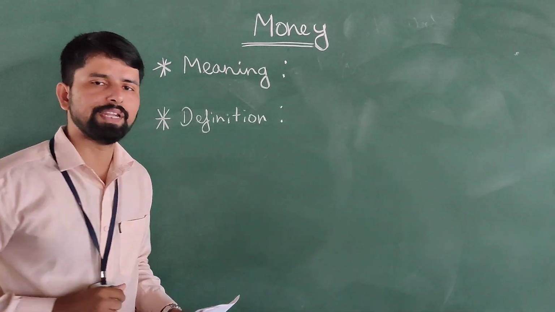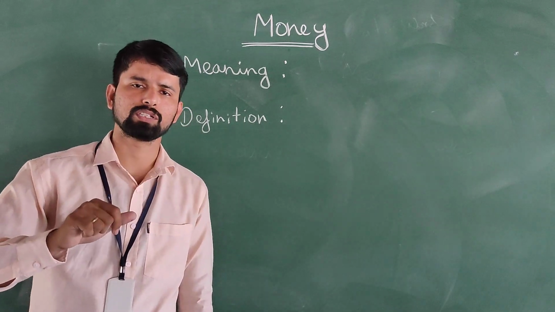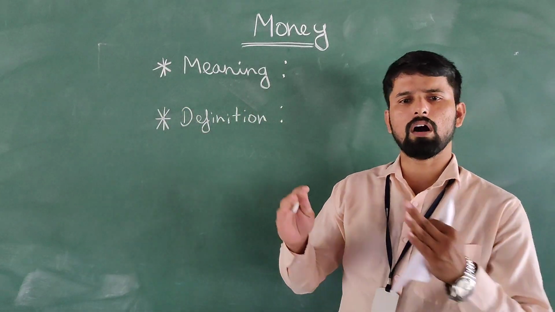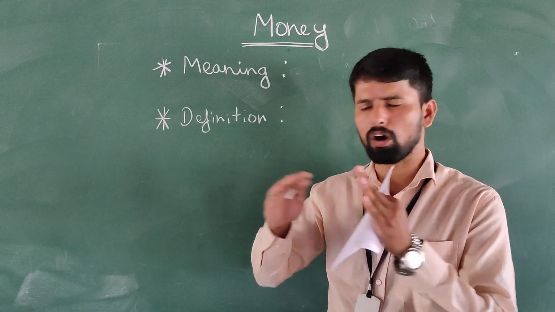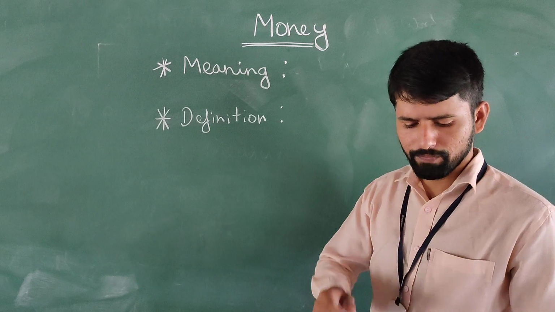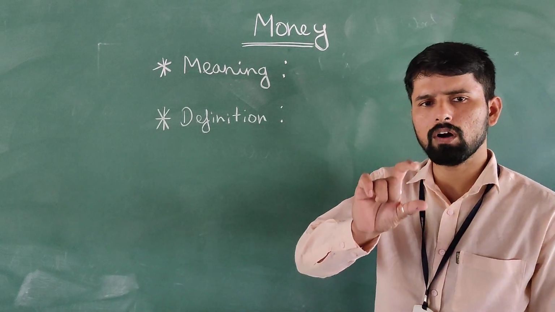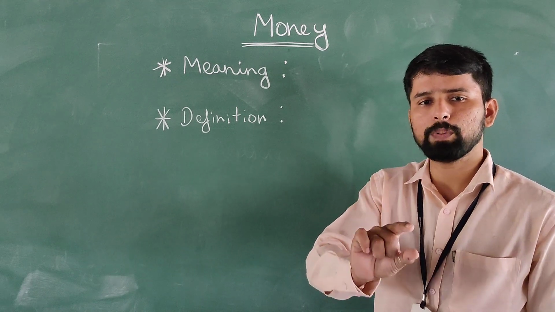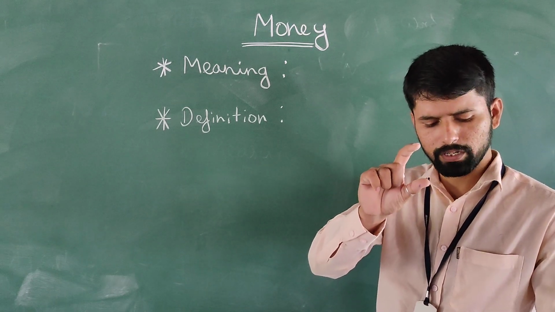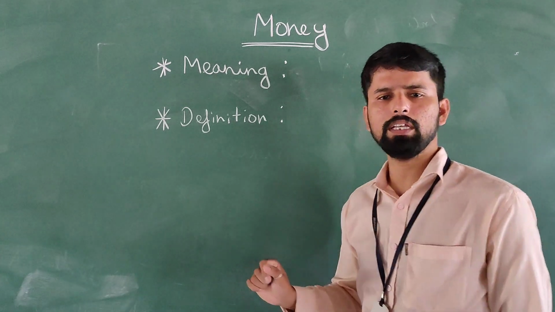The next, definitions of the money. Here definitions means the opinions. There are many economists, and all the economists give their opinion regarding money. Here we point out only certain definitions which explain the concept of money easily. I will explain only 5 to 6 of the definitions given by the economists.